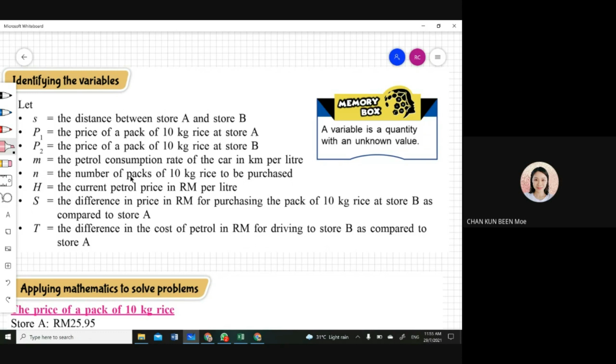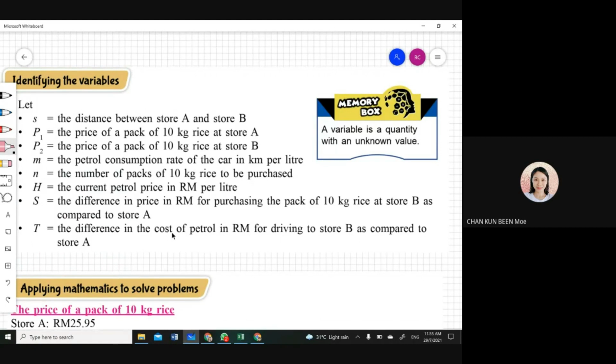N is the number of packs of 10 kg rice to be purchased. So this one is referring to the number of packs of rice you are going to buy. H is the current petrol price in RM per liter. S is the difference in price in RM for purchasing the pack of 10 kg rice at store B as compared to store A. So this one means you already deduct them, you found the difference, S. T is the difference of cost of petrol driving to store B compared to driving to store A.